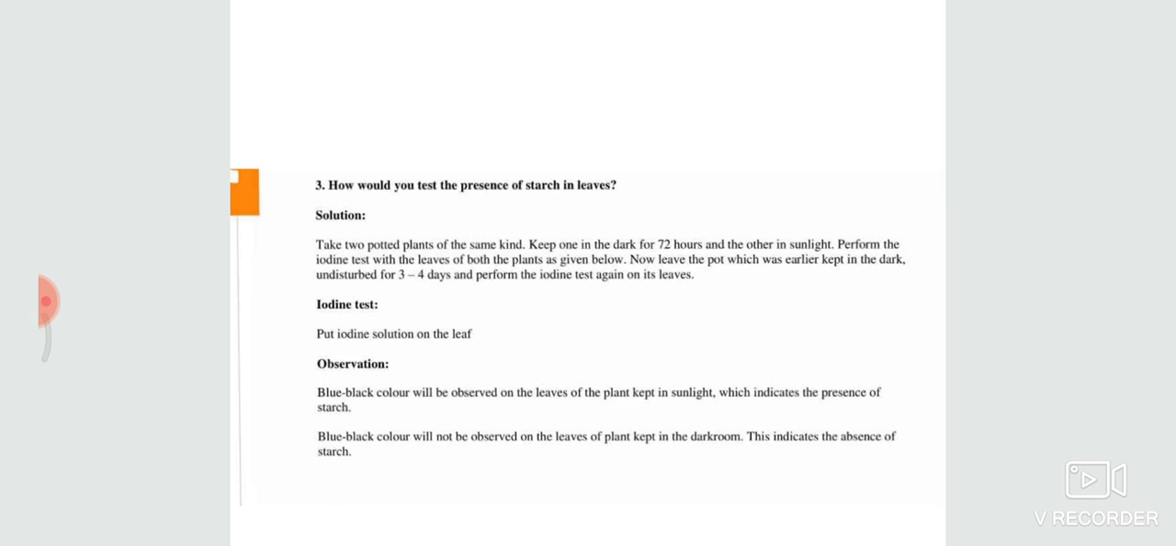So put iodine solution on the leaf. What will you observe? A blue-black color will be observed on the leaf of the plant kept in sunlight, which indicates the presence of starch, but a blue-black color will not be observed on the leaf of the plant kept in the dark room. This indicates the absence of starch. Okay, students, I hope you can understand.